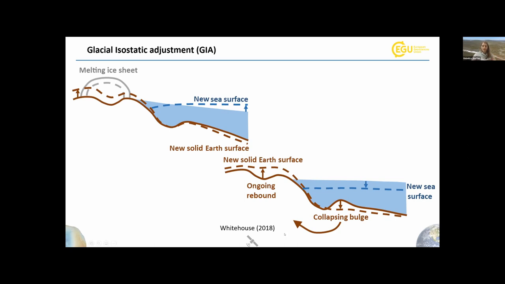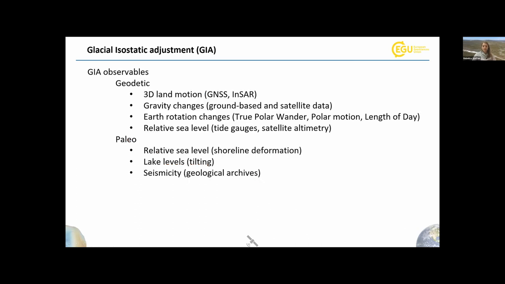This also means that we have an additional adjustment of the sea surface, and because we have the mantle, something has to fill the gap where we have the uplifting. We have mantle flowing in, which also means that the bulge developed here during the glaciation is collapsing. So this is a general concept of GIA, and now we can observe this with different disciplines.